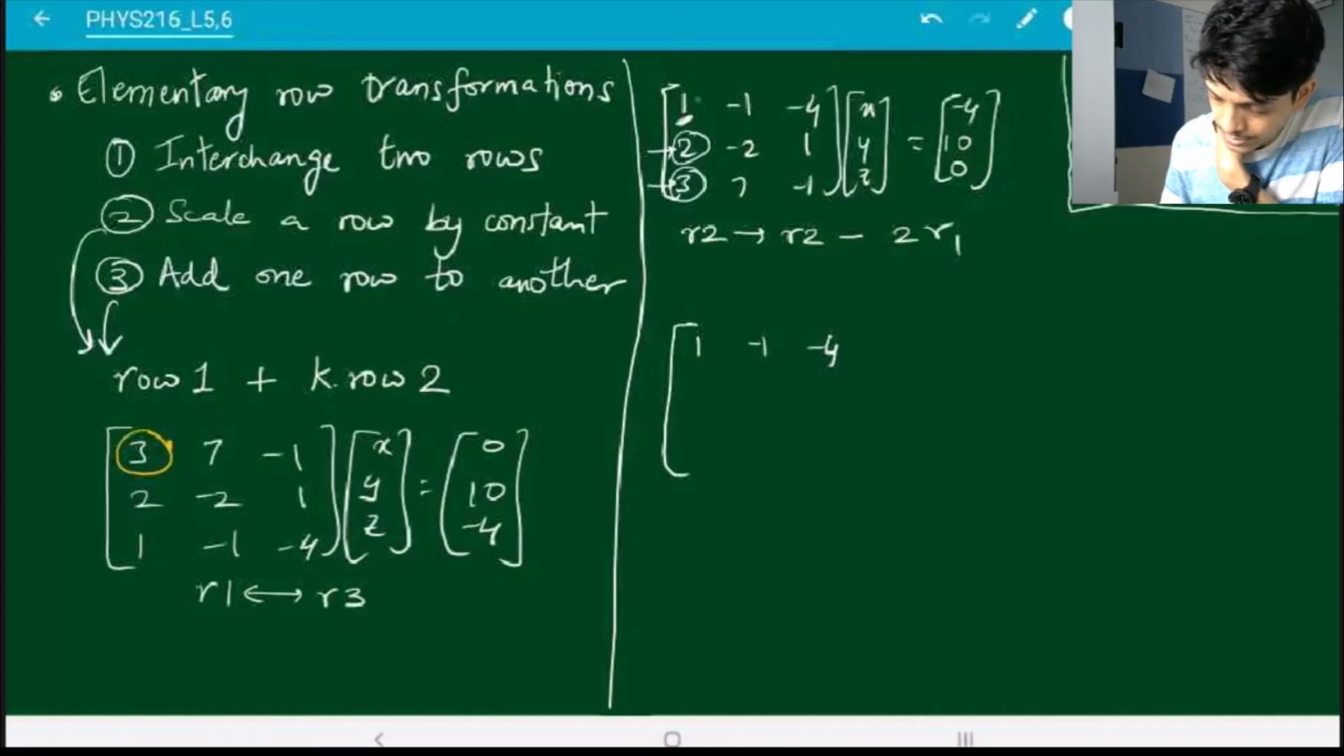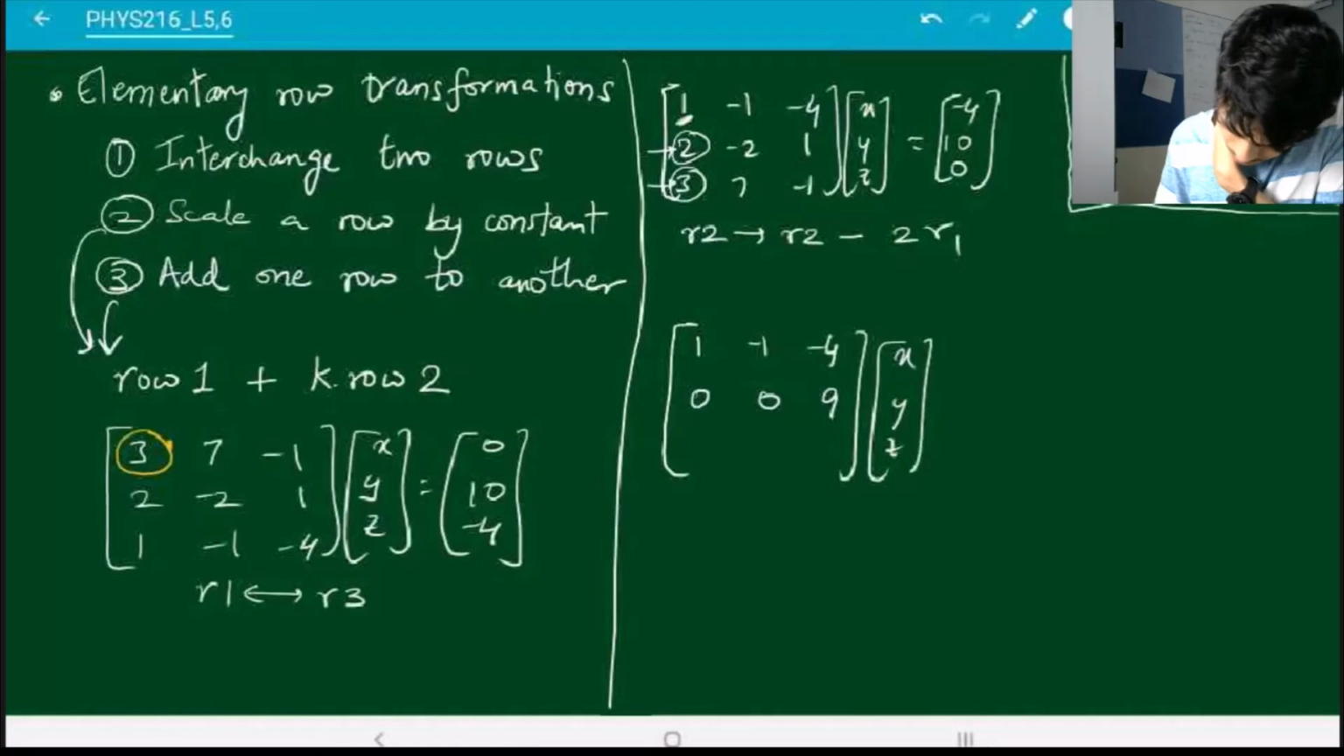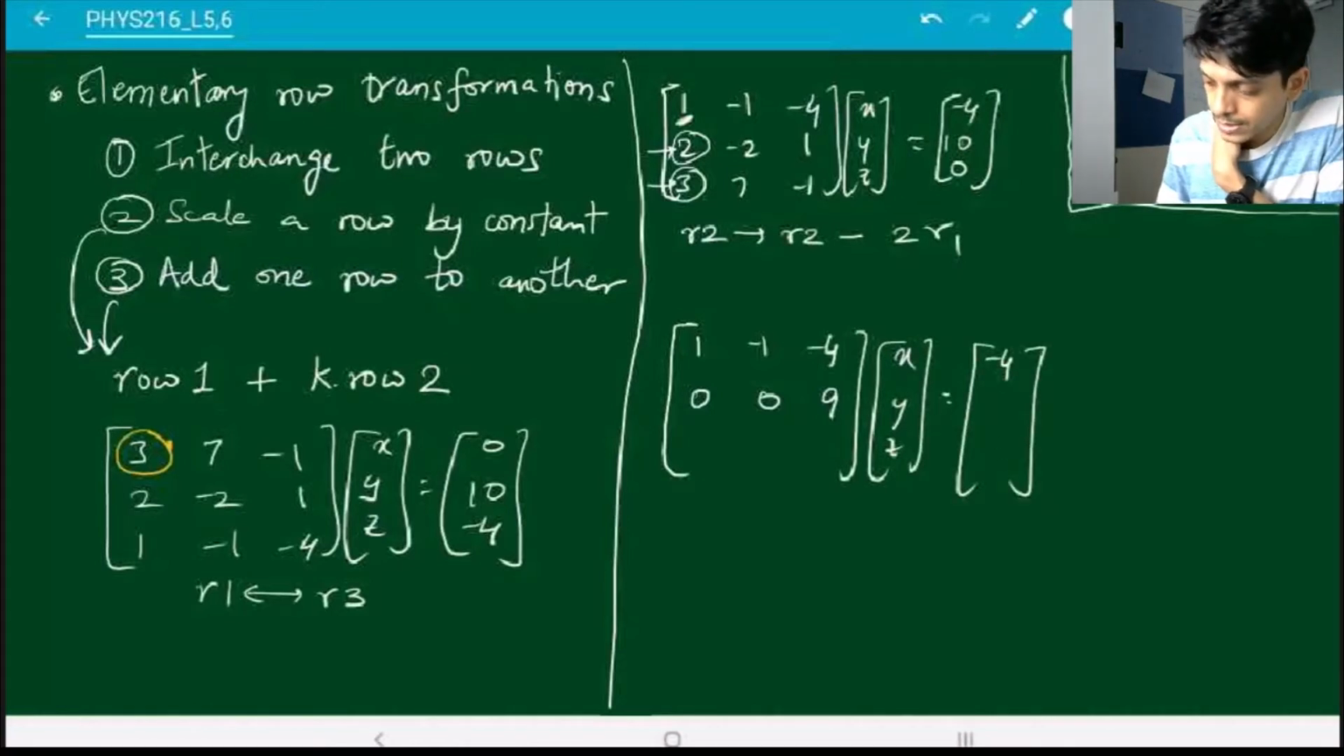So 2 minus 2 times 1 is 0. Minus 2 minus 2 times minus 1, that is also 0. This becomes 0, okay. And 1 minus 2 times minus 4 is 1 plus 8, which is 9. And the same thing I must do on the right hand side. So first row remains unchanged. 10 minus 2 times minus 4, so 10 plus 8 is 18. So second row is done.